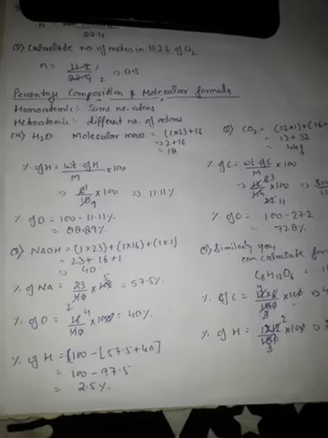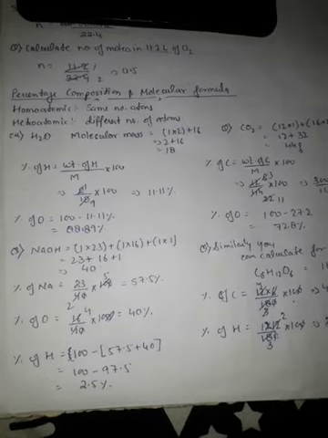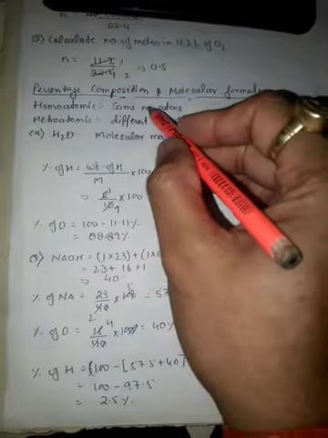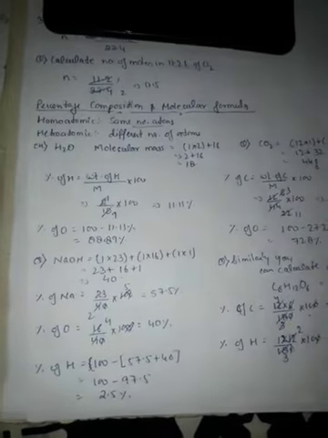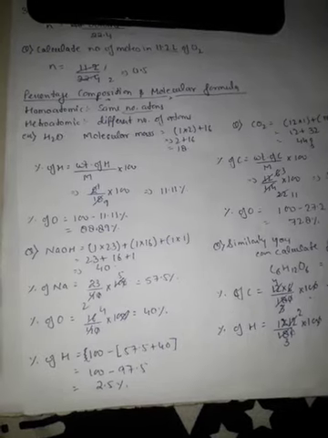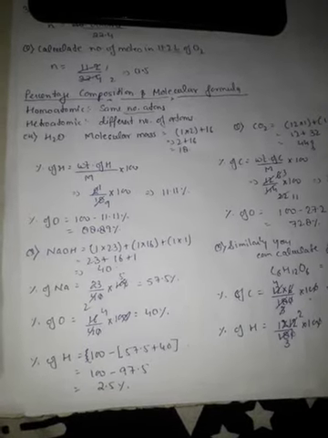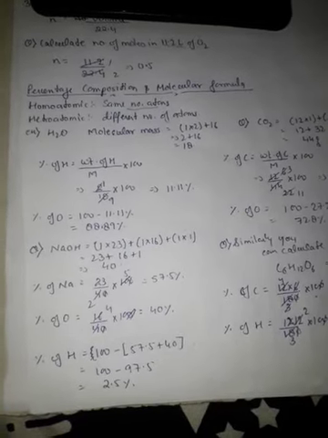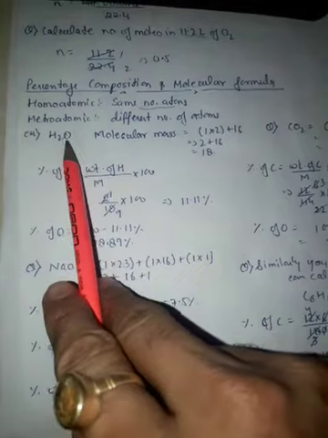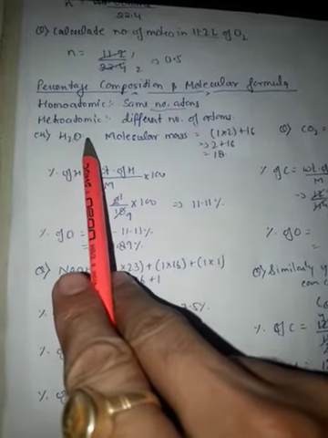So what are homoatomic molecules? Homoatomic molecules are those in which the same type of atoms combine together. Same type of atoms combined together are called homoatomic. And heteroatomic molecules are those in which different types of atoms combine. For example, we have taken water. We have to calculate the percentage composition of hydrogen and oxygen.